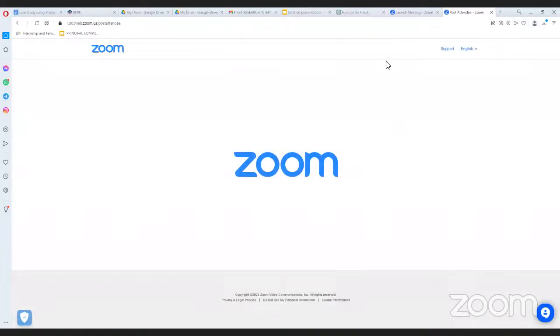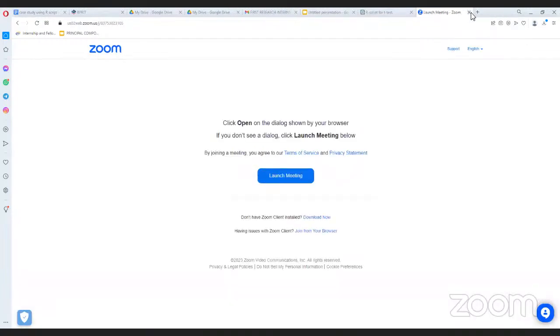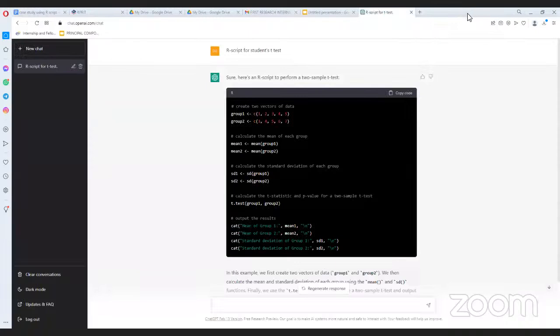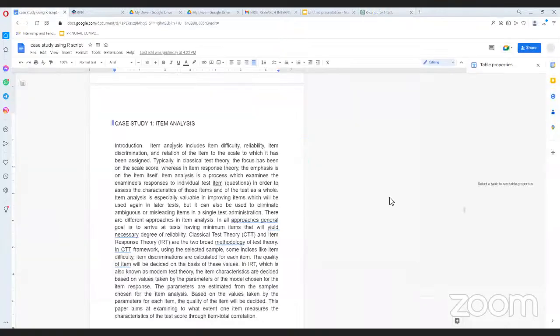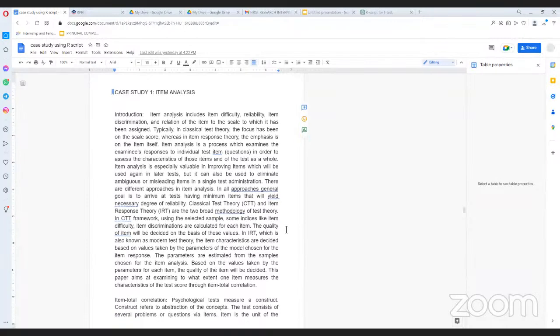Is it visible to you? Yes, sir, visible. Udit, can you read it? Yes, sir, I will. Sir, can you please increase its size? Is it visible now? Yes, sir, it is visible, but sir, if you just increase the font size, it will be easier to read.